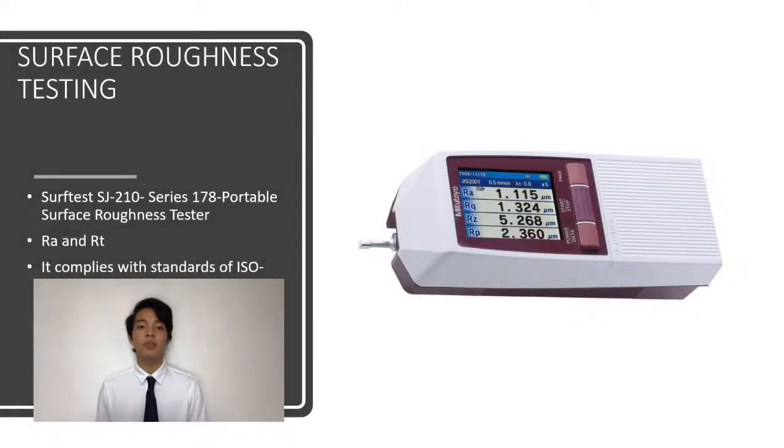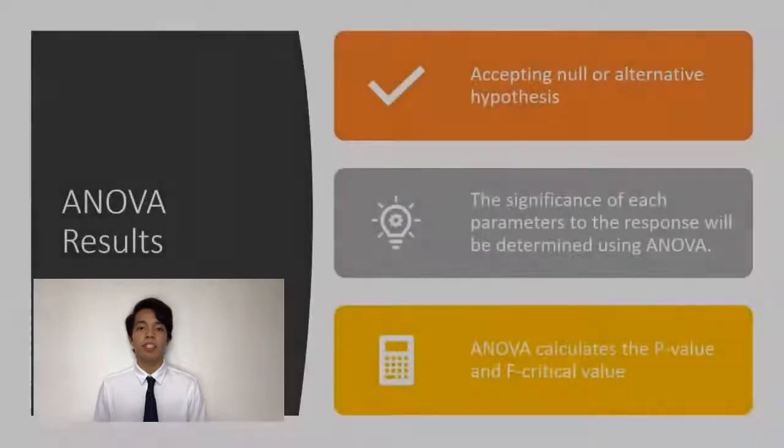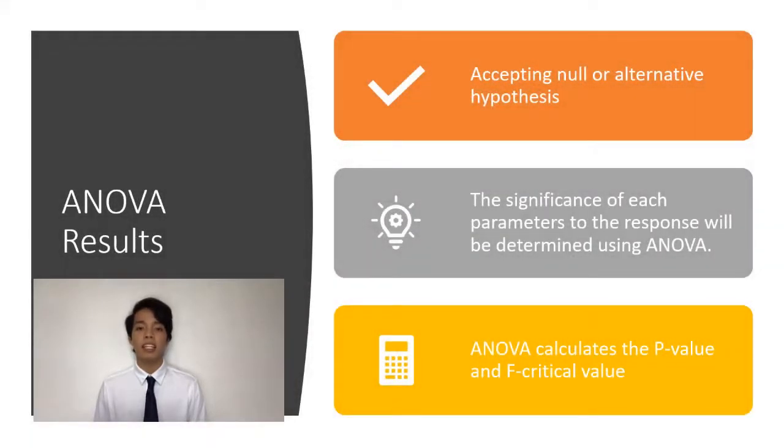The device used was the SurfTest SJ-210 Series 178 portable surface roughness tester in measuring the surface roughness of the specimens. After testing, the data is analyzed using Minitab 17. The ANOVA results will be the basis in accepting the null hypothesis or the alternative hypothesis.